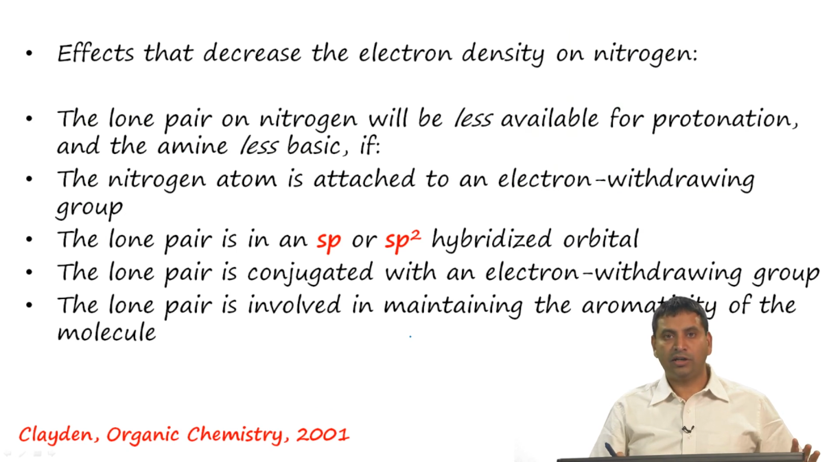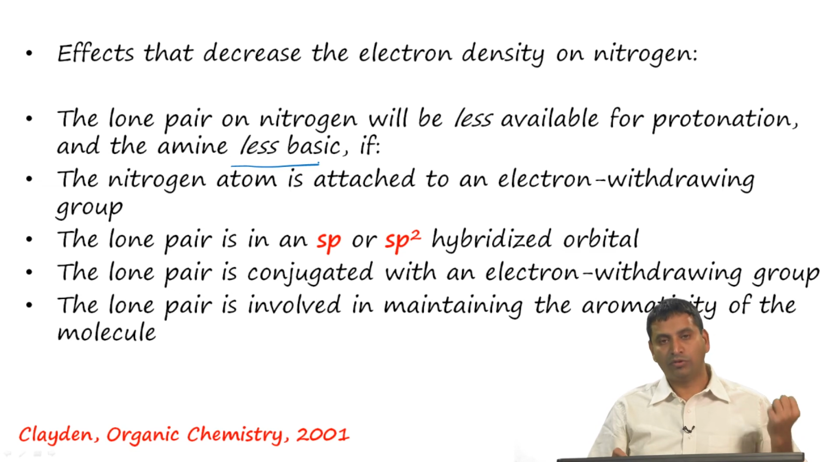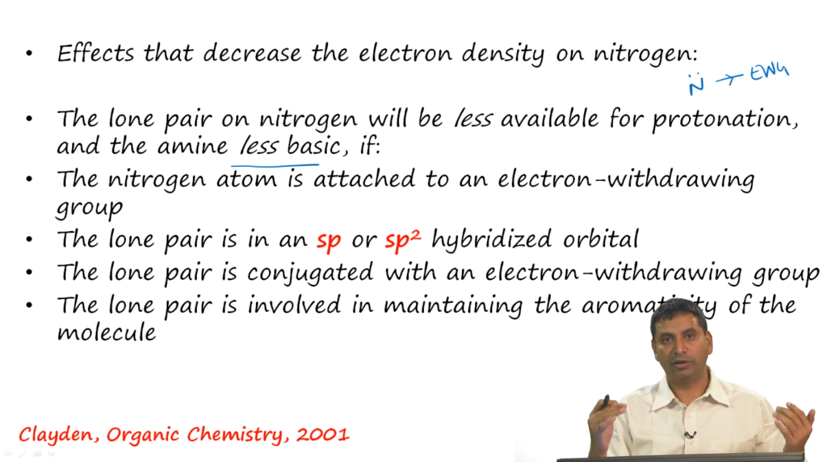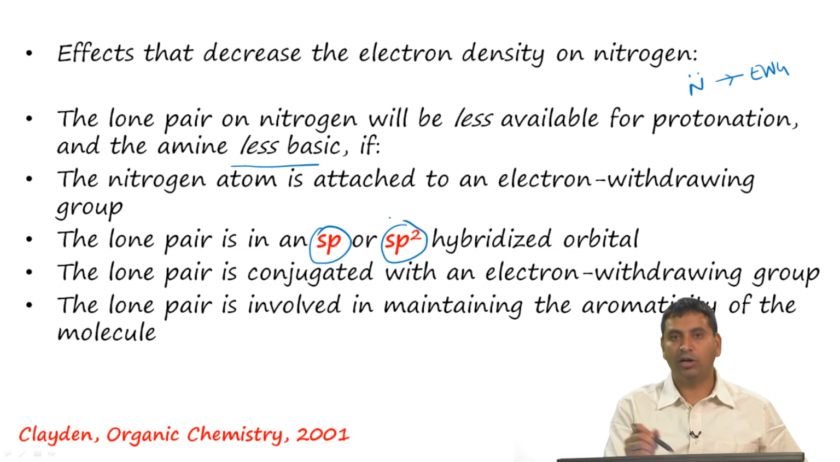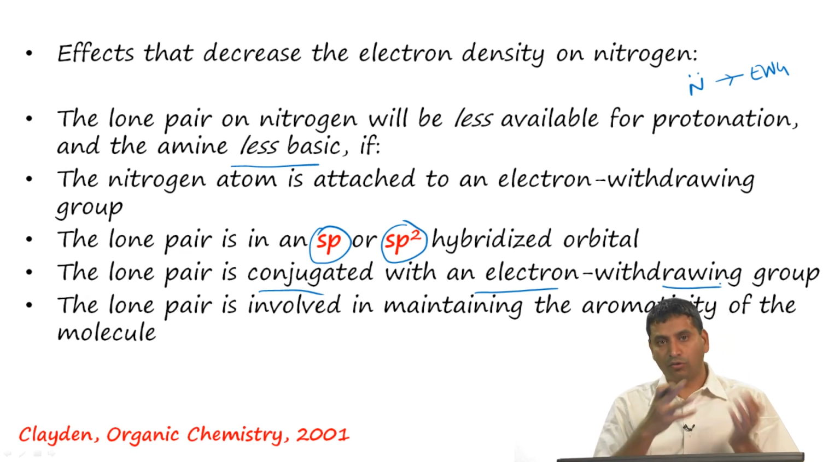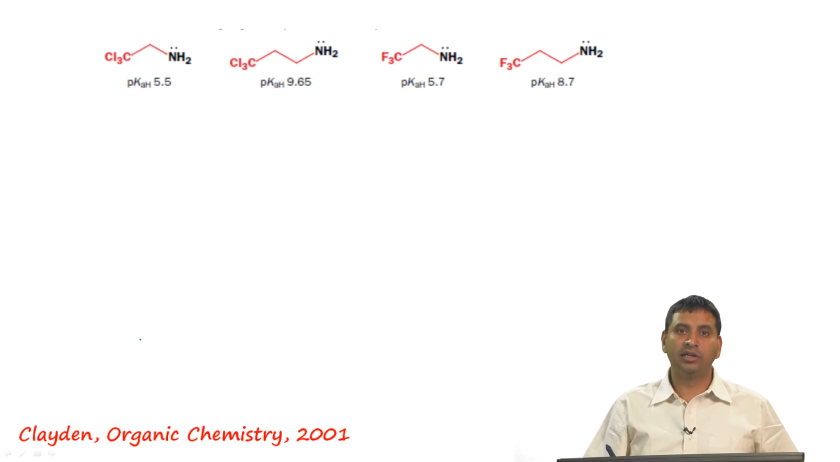What we need to understand in determining basicity is what happens to the electron density on the nitrogen when it is acting as a base. If the lone pair on the nitrogen is less available for protonation, then the molecule would be less basic. If the nitrogen atom is attached to an electron withdrawing group, the lone pair on the nitrogen becomes less available, and therefore it becomes less basic. If the lone pair is in an sp or sp2 hybridized orbital as opposed to an sp3 hybridized orbital, then it becomes less basic. If the lone pair is conjugated with an electron withdrawing group, not just attached but conjugated, then again the basicity goes down. If the lone pair is involved in maintaining the aromaticity of the molecule, then the molecule is going to be very resistant to giving away this lone pair. With this in mind, let us look at some examples of pKaH values.